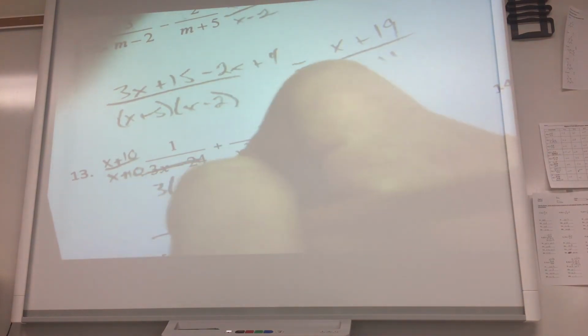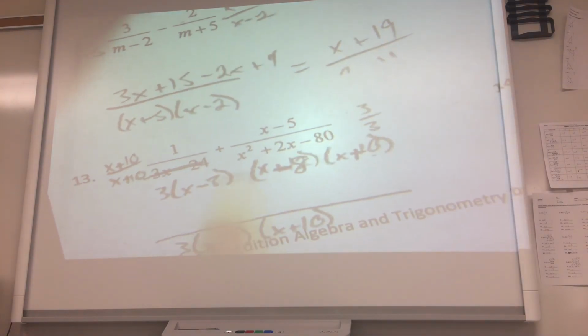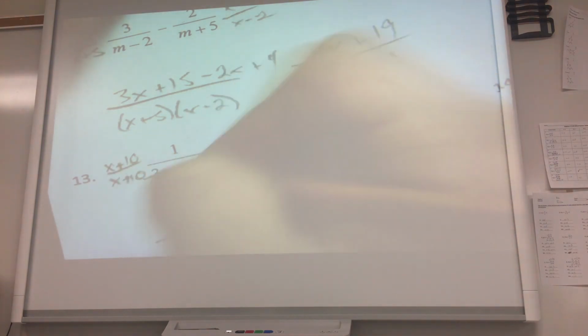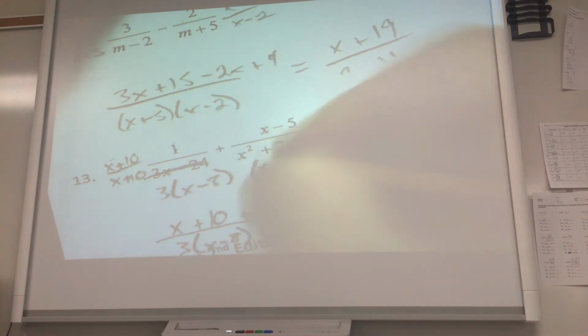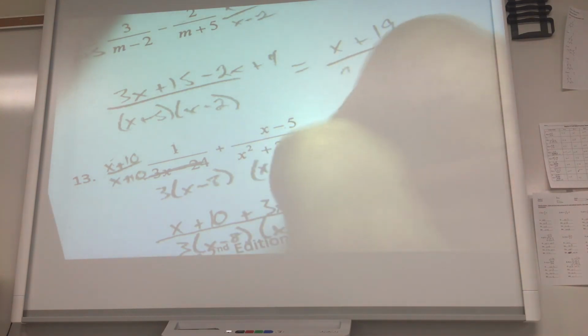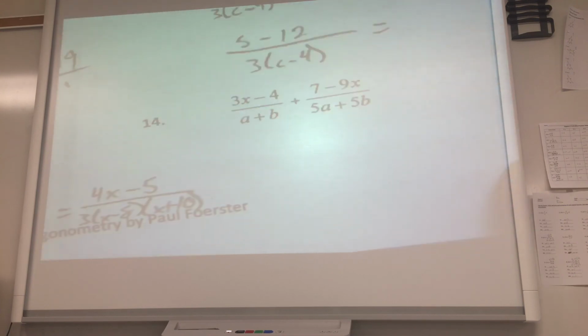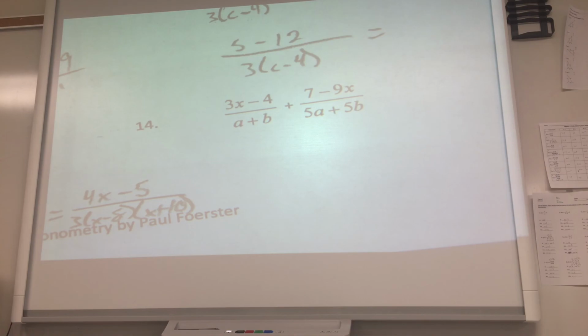3 times x minus 8 times x plus 10. This is going to be the last one I have time to work. So x, 1 times x, 1 times 10, plus x times 3 is 3x. Negative 5 times 3 is minus 15. So it's going to end up being x plus 3x is 4x minus 5 over that big long denominator, 8x plus 10. And I guess I'm going to leave the last one for you to try on your own. Hopefully that helped.